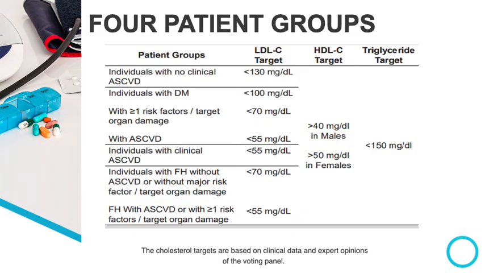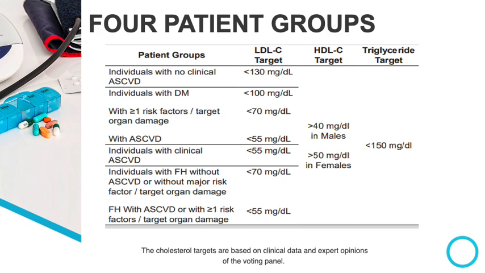The 2020 Clinical Practice Guideline recommends that individuals be divided into 4 patient groups. Individuals with no clinical atherosclerotic cardiovascular disease should target an LDL level of less than 130 milligrams per deciliter. The second subgroup involves diabetic patients who should have an LDL level of less than 100. Those diabetic patients who have more than one risk factor or target organ damage should have an LDL less than 70. But those diabetic individuals with atherosclerotic cardiovascular disease should target an LDL of less than 55.